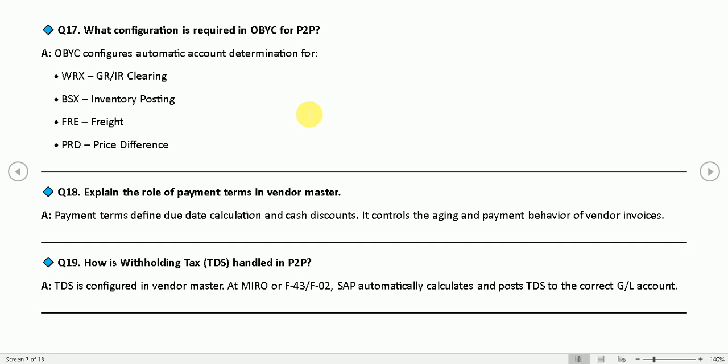Explain the role of payment terms in vendor master. Payment terms define due date calculation and cash discount. It controls the aging and payment behavior of vendor invoices.